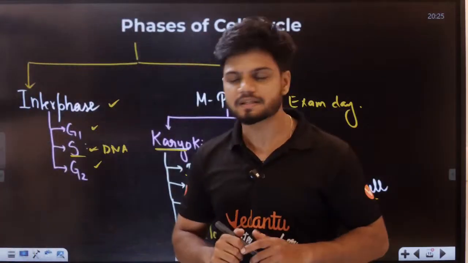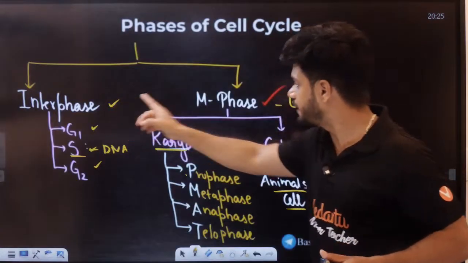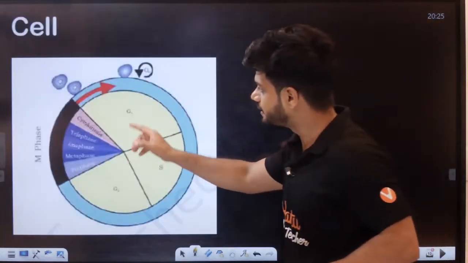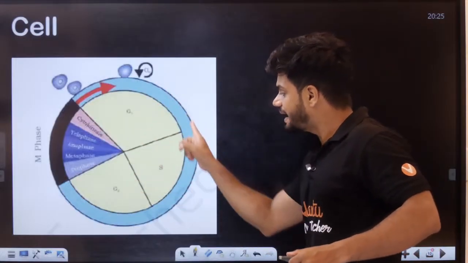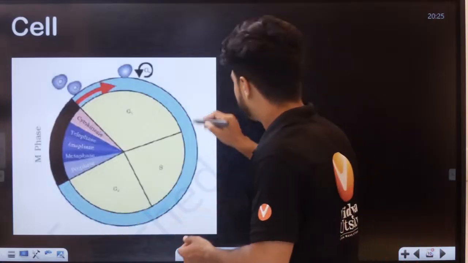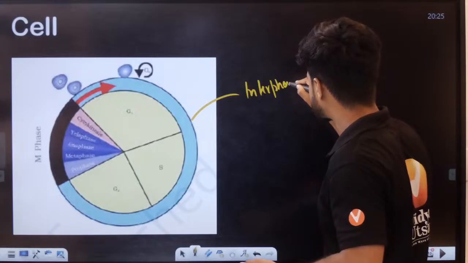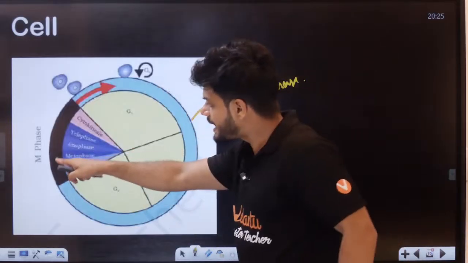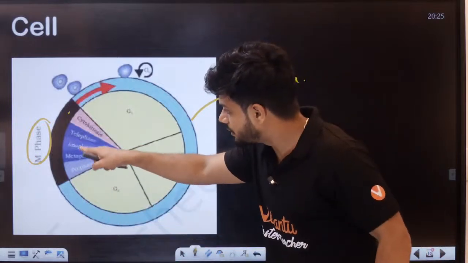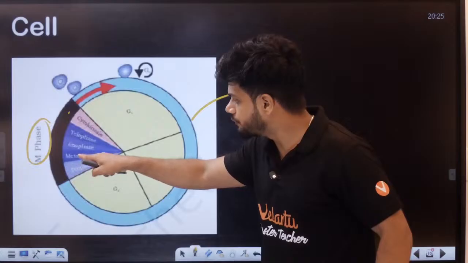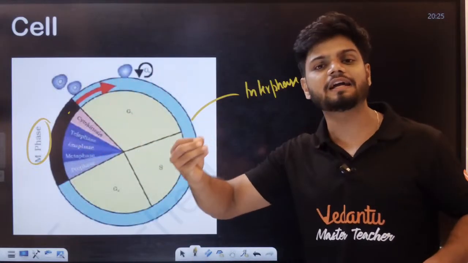So I'll repeat again, students. The total cycle is called the cell cycle, with interphase and M phase. All of you can see this entire blue part, G1, S, G2, this entire thing is called what? Interphase. This black part is called the M phase. Now you can clearly see, students, this entire purple or violet region is called PMAT: prophase, metaphase, anaphase, telophase. And the small pink part is called cytokinesis.